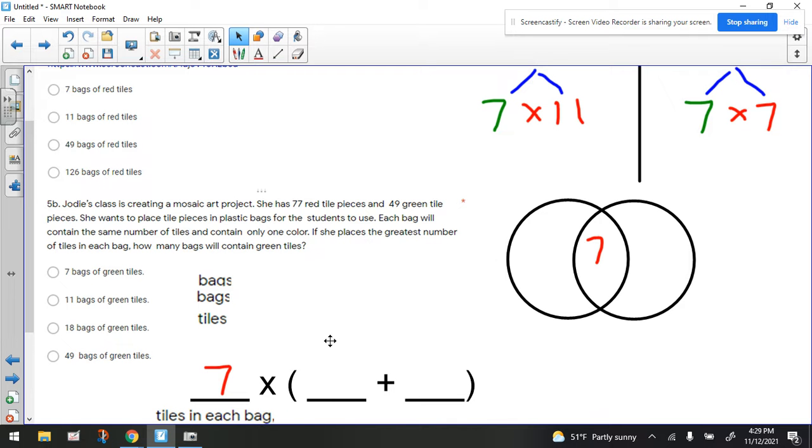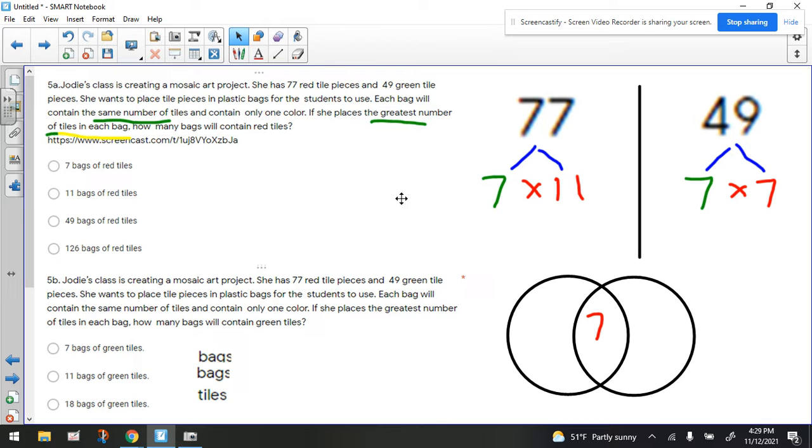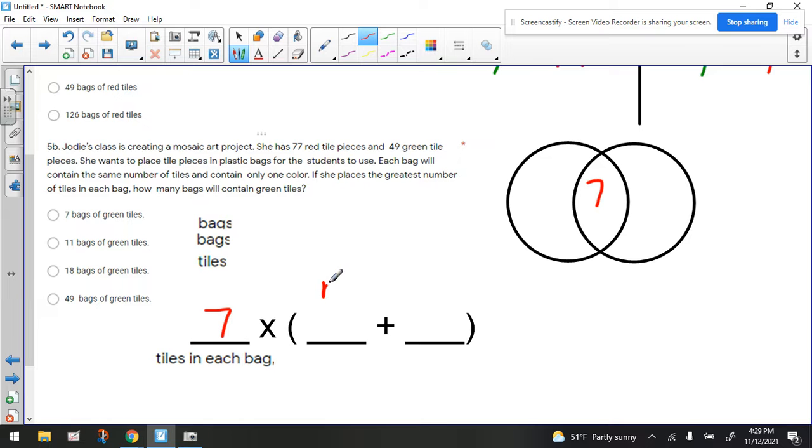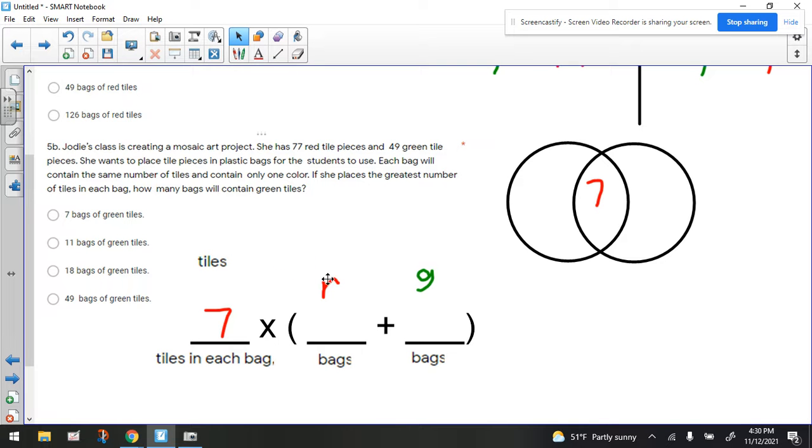All right, so now how are we thinking of the numbers that we're going to be putting here and here? So remember, we're talking about colors. So we have red tile pieces and green tile pieces. So we have red and we have green. But red and green what? Now, I always like to look at what I have here, tiles in each bag. It's tiles per bag. So usually the word that's after is the word that you want to use with these numbers. So we're going to have a bunch of bags that have red in it, and we're going to have a bunch of bags that have green in it.